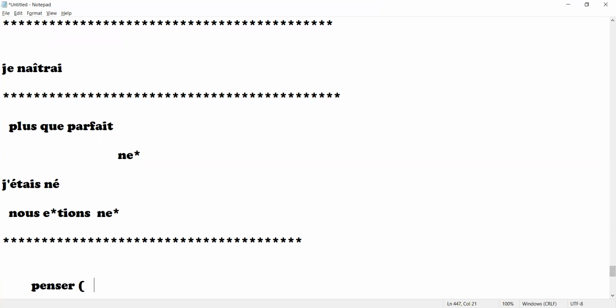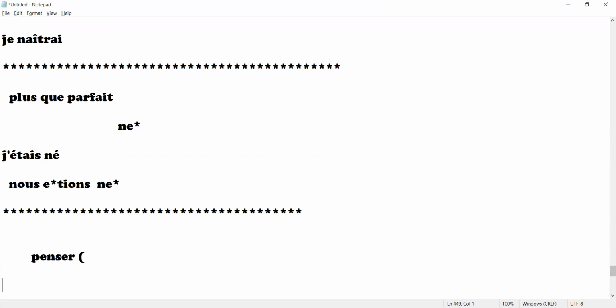E, es, e, ons, ez, ent, not ions. I'm asking about the present tense of an er-ending verb. So you will say je pense, tu penses, il pense, nous pensons, vous pensez, ils pensent. Are we clear, d'accord? Yes. D'accord? So what is the past tense of penser? You tell me. You will say "I thought, you thought." What will you say?